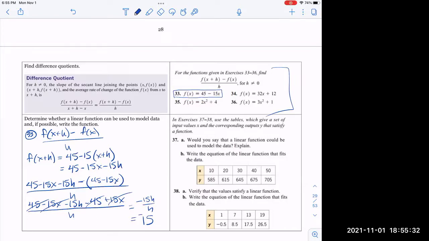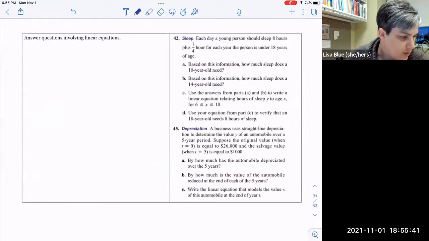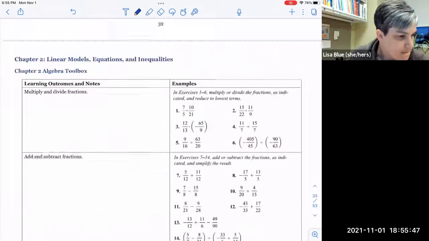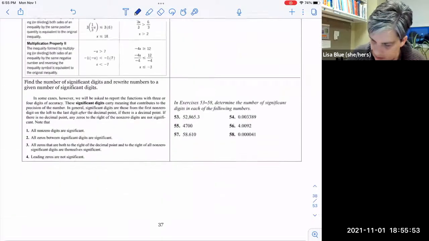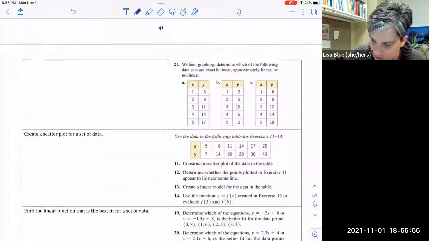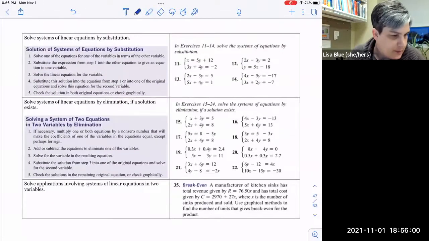Yes, that did tremendously. Okay, fabulous. And then let's see, popping over to chapter 2. On page 47, solving by substitution. There it is. Number 19 has been really popular.